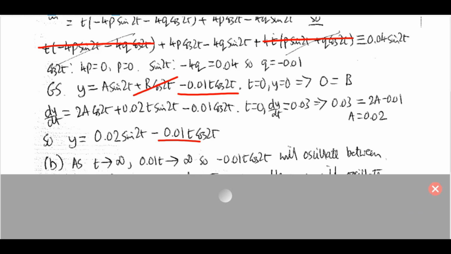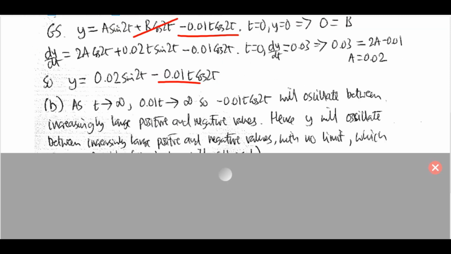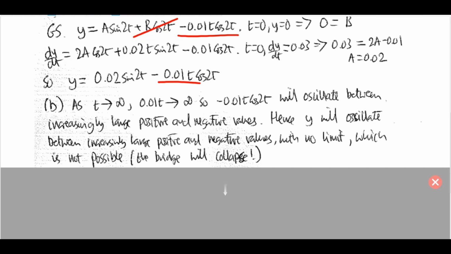As t tends to infinity, 0.01t is also going to tend to infinity. So consequently, minus 0.01t times cos 2t will oscillate between increasingly large positive and negative values. So consequently, the whole function is going to oscillate between increasingly large positive and negative values with no limit. And that's not possible. The displacements of the bridge cannot get as large as you want. The bridge will collapse. Okay, folks.